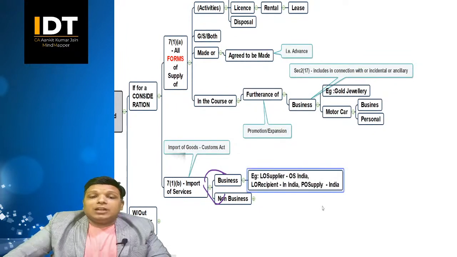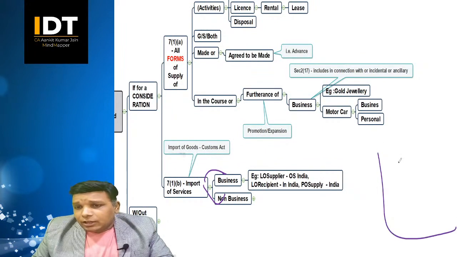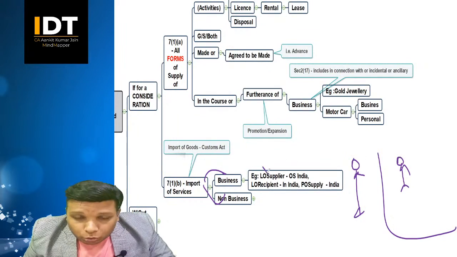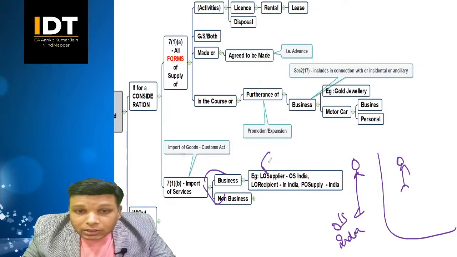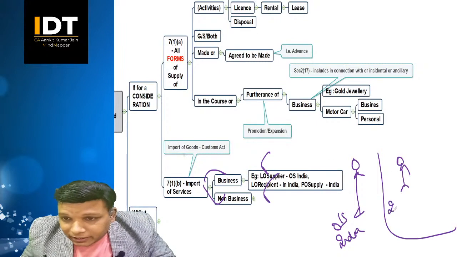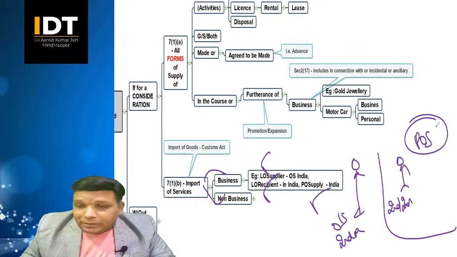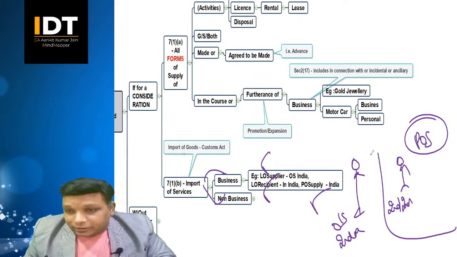So what do you mean by business? See here, this is India. So here I am a recipient, here is an interior designer, right? So location of supplier is where? Outside India. Location of recipient is where? In India. And place of supply is where? We will see the place of supply once we read the place of supply concept, but as of now you just understand, because the recipient is in India, so place of supply is also in India.